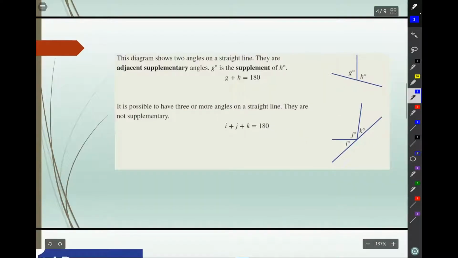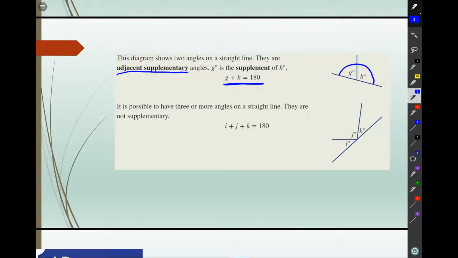All right, in the same way that two adjacent angles that together make 90 degrees are called complementary, two adjacent angles that together make 180 degrees are a special kind of angle called supplementary angles. That's when two angles, angle G and angle H, add together to give 180 degrees.